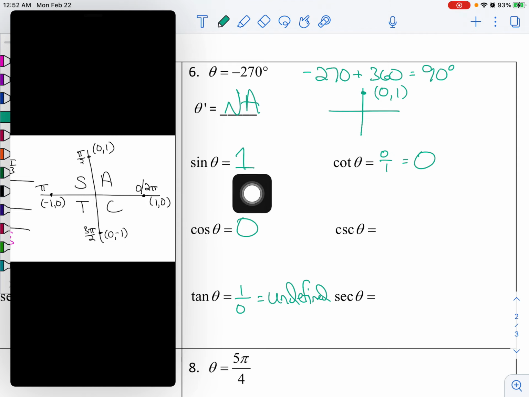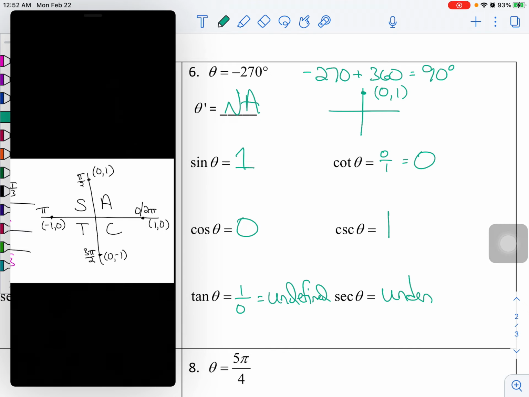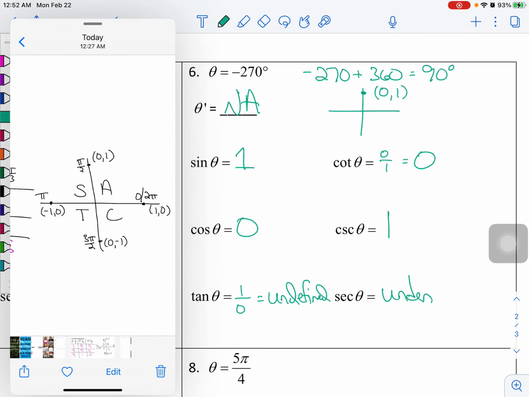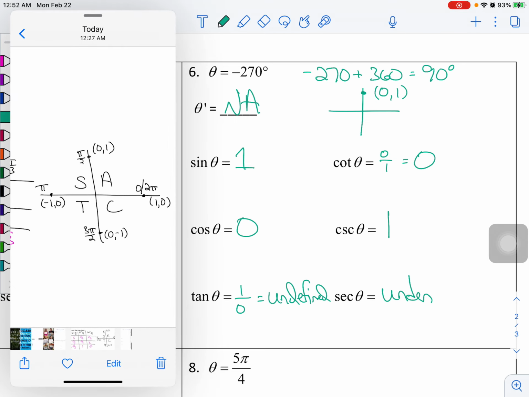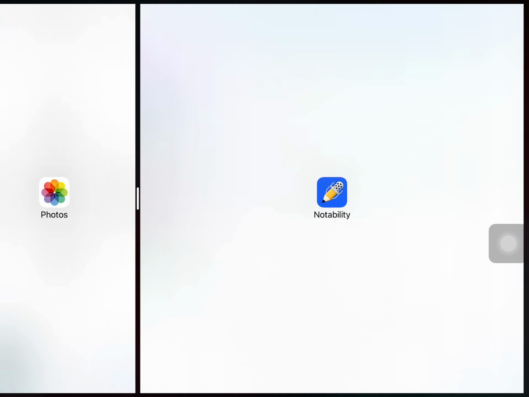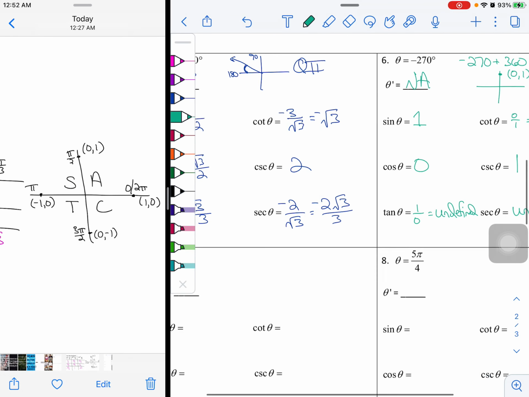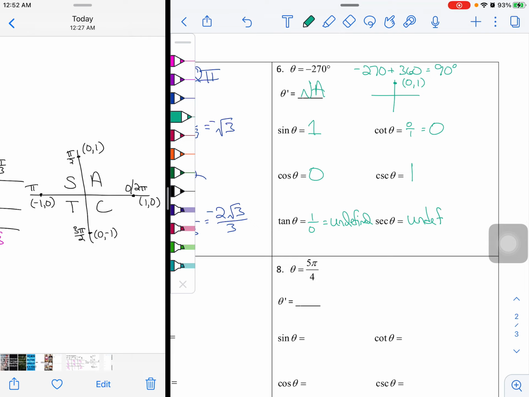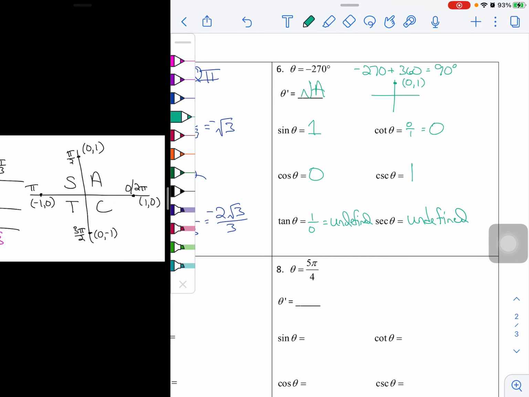Cotangent would be 0 over 1, so that's just 0. Cosecant's the reciprocal to sine, so that's going to be 1. And secant's the reciprocal to cosine, so that is undefined. Except apparently I can't spell the word undefined. Let me see if I can get rid of this. All right, so I was looking to just get that piece of it. Okay, undefined.